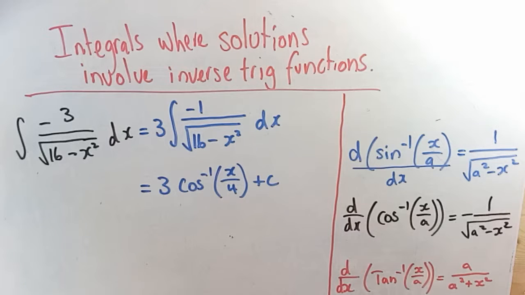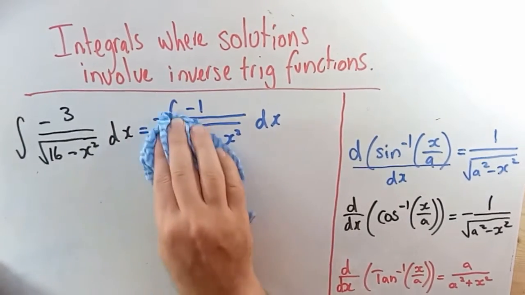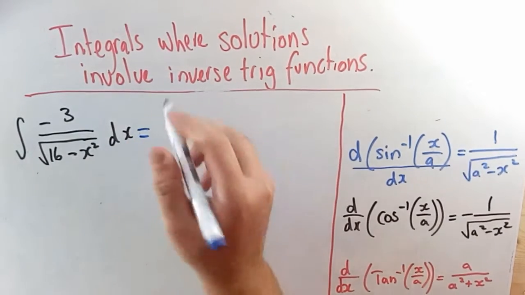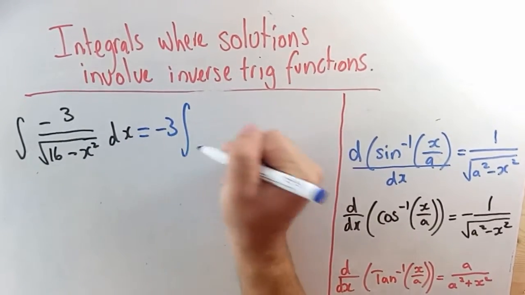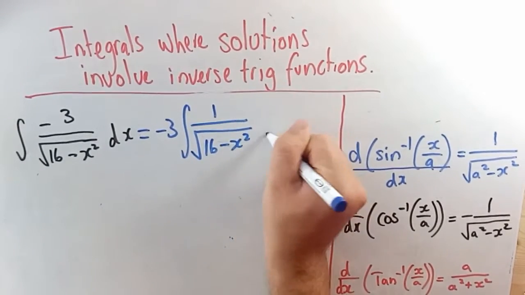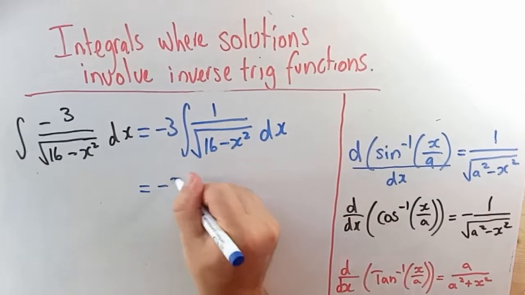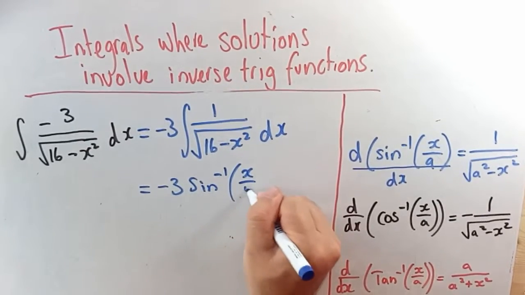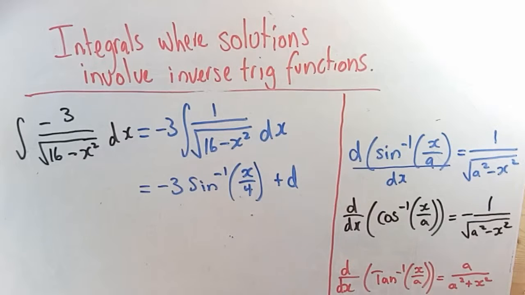Now, we had a few options here. We didn't have to do it that way. We could have put it into the form where we've got an inverse sine here. So we could have gone -3 outside the bracket, and then got positive 1 on the square root of 16 minus x squared dx. And that would have left us with, now we're in this form, -3 inverse sine of x on 4 plus d this time. So this d might be different if we're using sine in comparison to our c for the cos, but still a valid answer to this question.